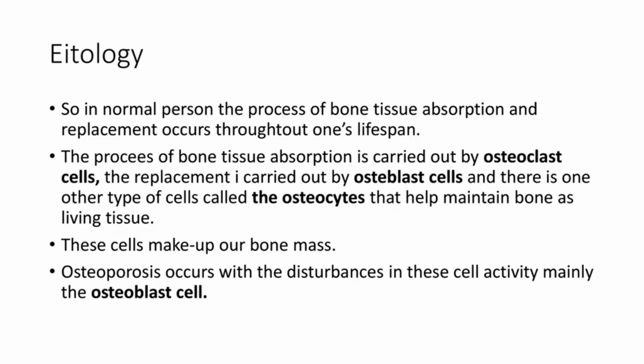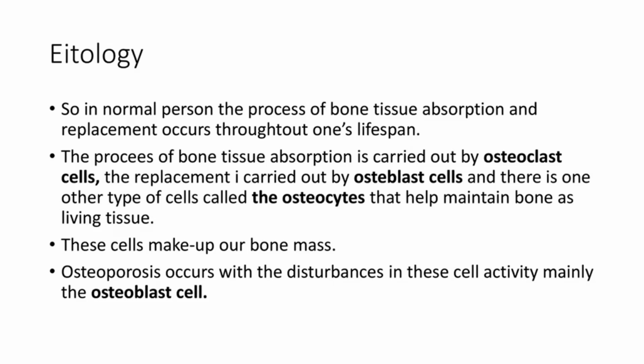And then we have the osteoclast cell. These are the bone absorbing, tissue absorbing cells. They basically remove the previous bony tissue so that the new cells can be formed. And then we have the osteocytes. These are the bone cells that maintain the bone. So this was a very brief review of what osteoporosis is and what cells are responsible for causing it.